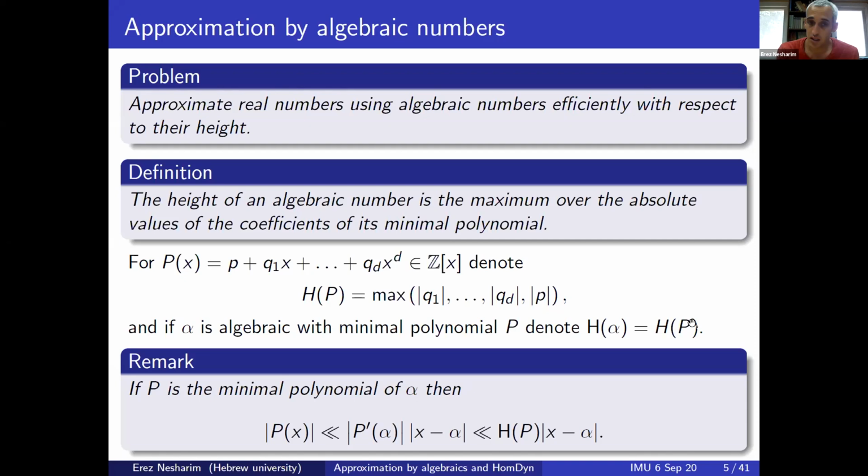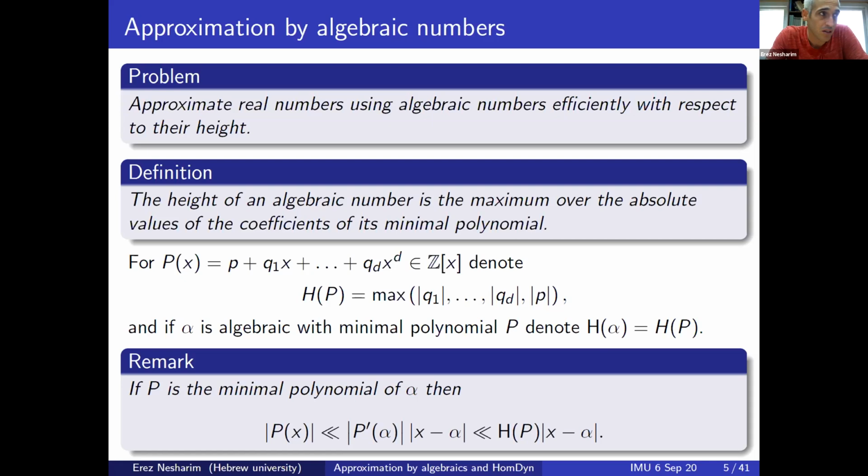Since taking derivatives is not doing much to the coefficients of the polynomial, then we have also the other part of this inequality. So if you are trying to approximate X by an algebraic number, then you cannot expect to get approximations that are better than the value of the polynomial at X divided by the height of the polynomial.